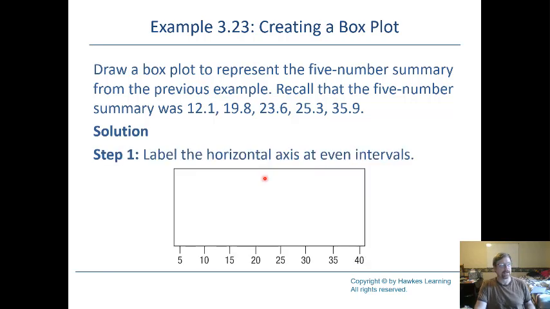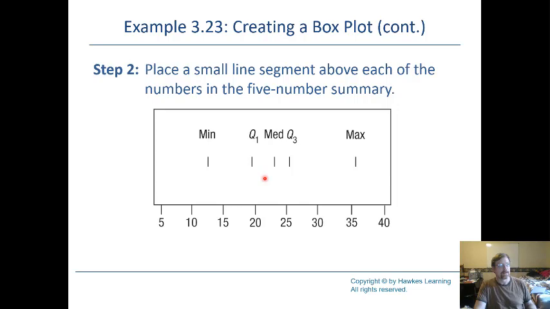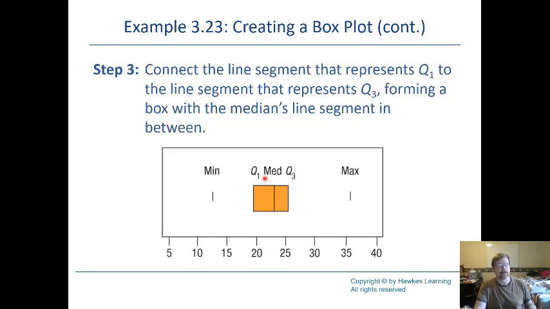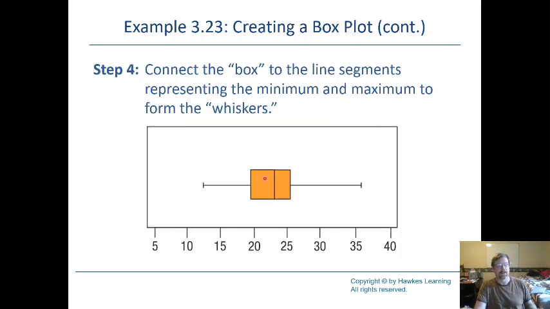Alright, so if we make a horizontal axis, label it at even intervals so that it's useful and not misleading. Just mark down our segments that we need. Create the box for our interquartile range. And make those whiskers. And there we go.